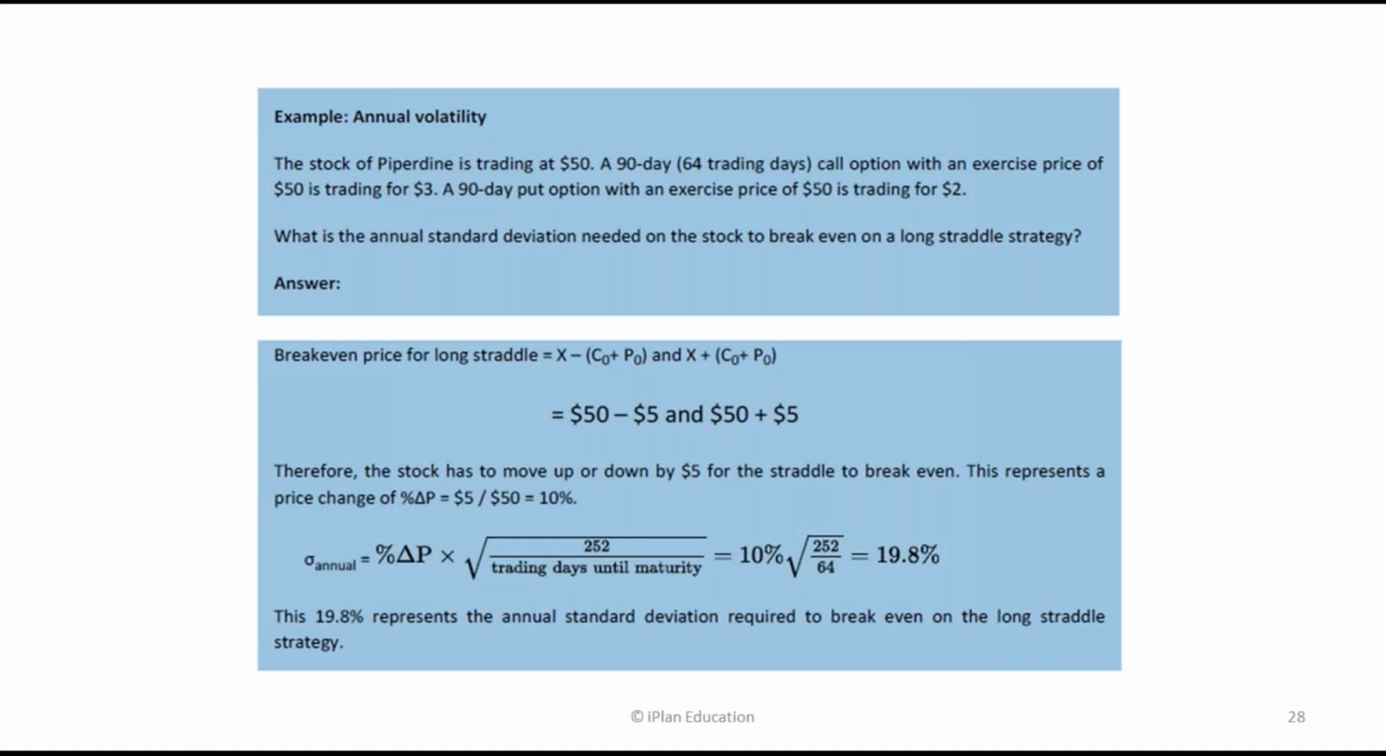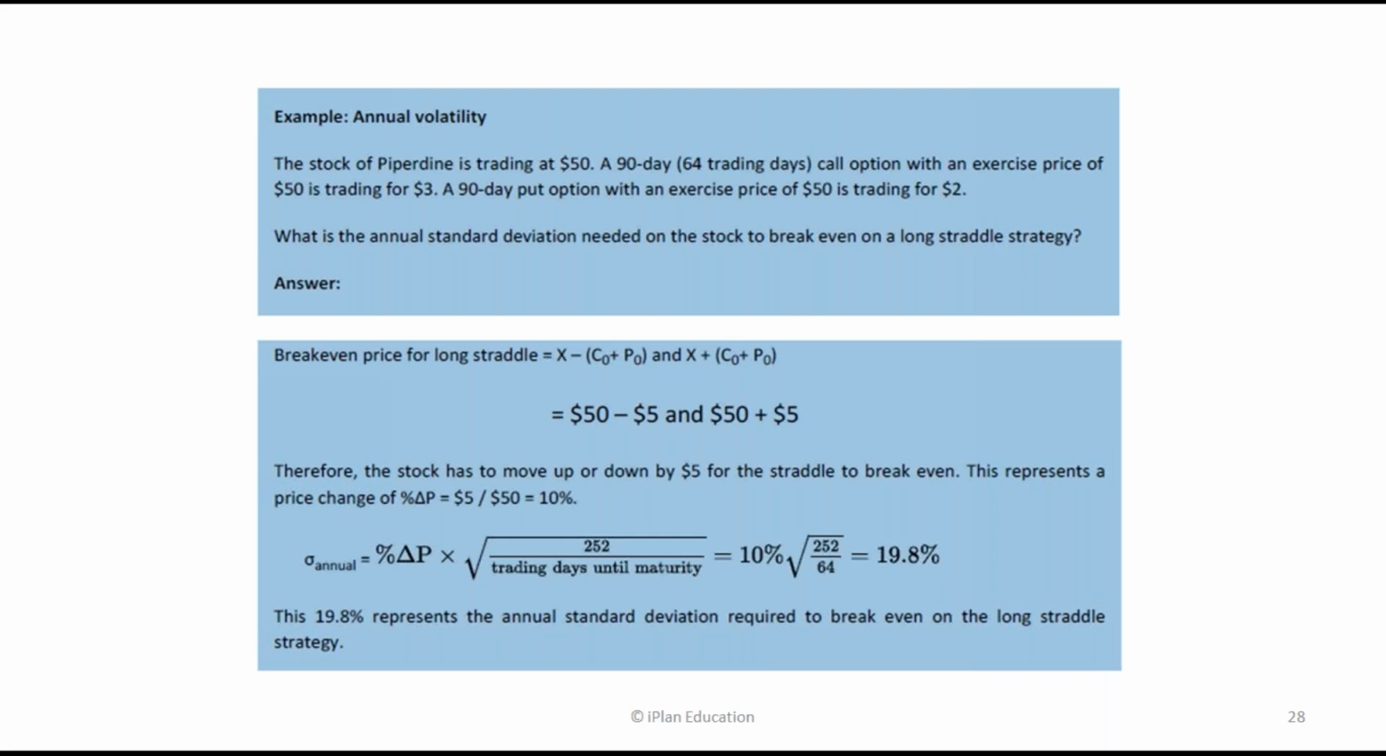So the stock price of, let's say, Piperidine is trading at $50. A 90-day call option with an exercise price of 50 is trading for a premium of $3, and a 90-day put option with a strike price of 50 is trading at $2. Notice here both the strike prices are the same. So what is the annual standard deviation needed on the stock to break even on a long straddle strategy?